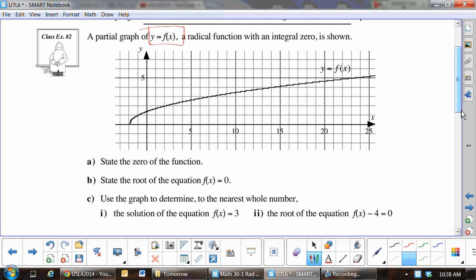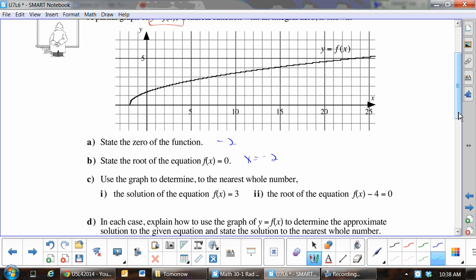Now, what would be the zero of this function? -2. What would be the root of this equation? x equals -2. When does f of x equal 3?